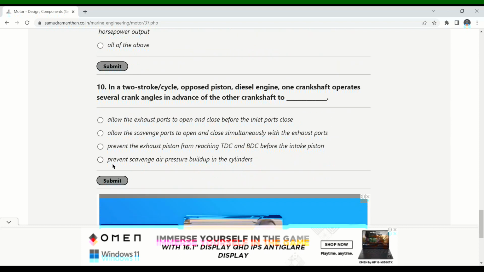Our next question is, in a two-stroke opposed piston diesel engine, one crankshaft operates several crank angles in advance of the other crankshaft to, and the options are, allow the exhaust ports to open and close before the inlet ports close, allow the scavenge ports to open and close simultaneously with the exhaust ports, prevent the exhaust piston from reaching TDC and BDC before the intake piston, prevent scavenge air pressure buildup in the cylinders. The correct option should be, allow the exhaust ports to open and close before the inlet ports close.